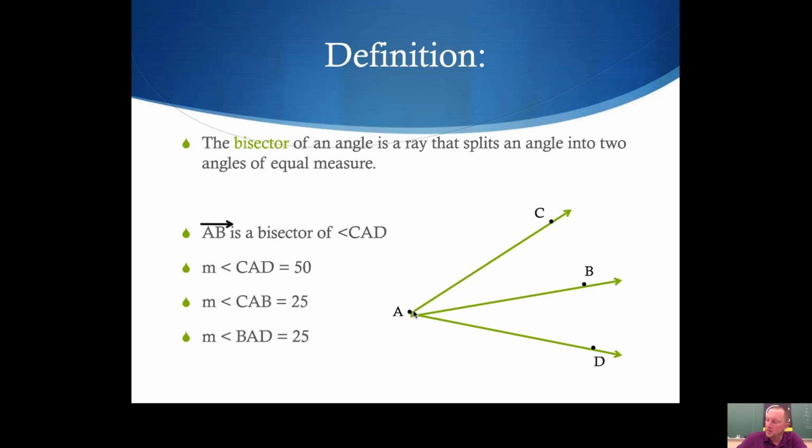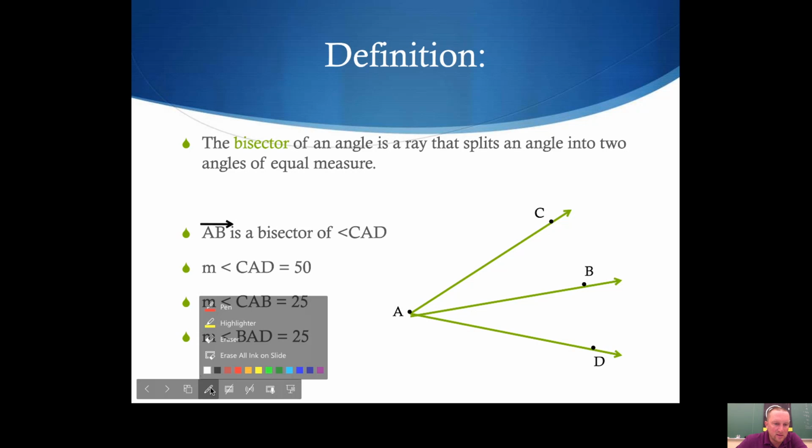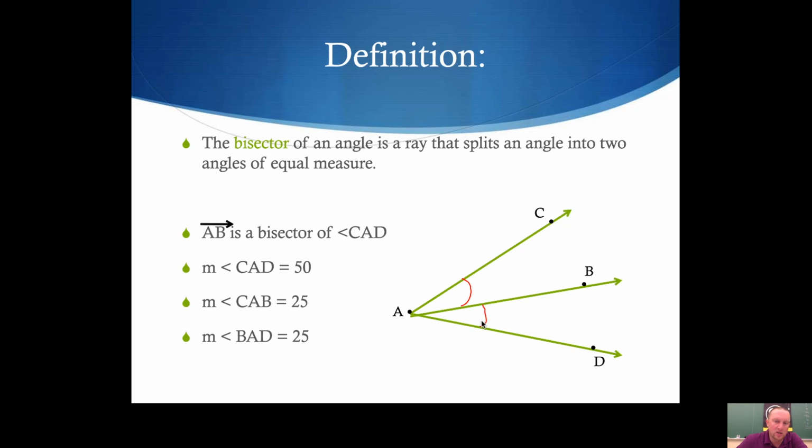A ray is a bisector of an angle if it splits the angle into two angles of equal measure. So this angle right here, angle CAD, is bisected by ray AB. So what that means is these two little angles are exactly the same measure. Here's how we show that angles are congruent. We put matching arcs. That's one arc and that's one arc.